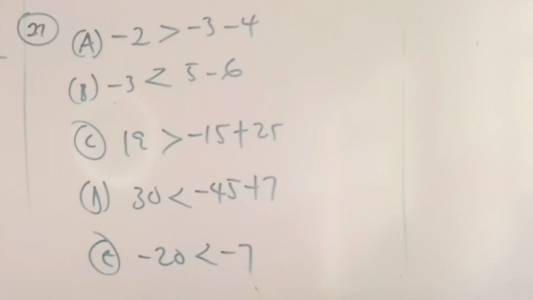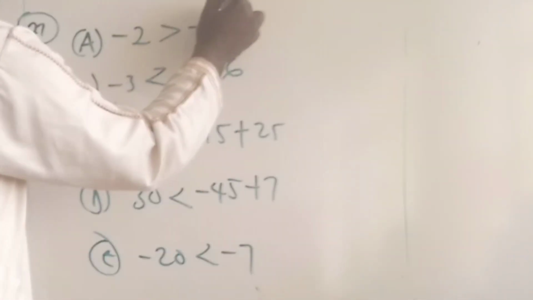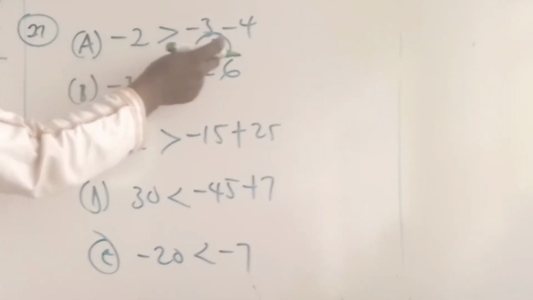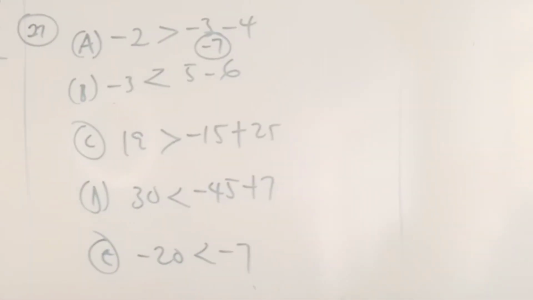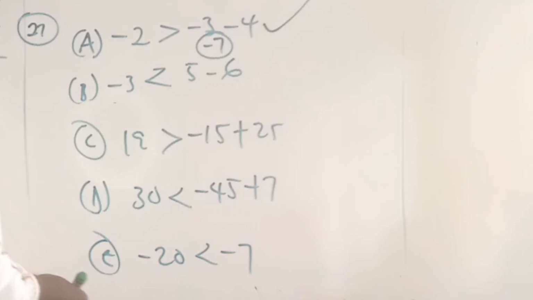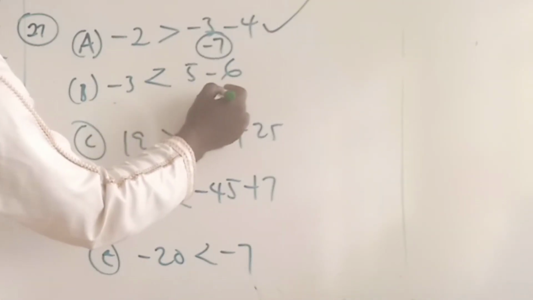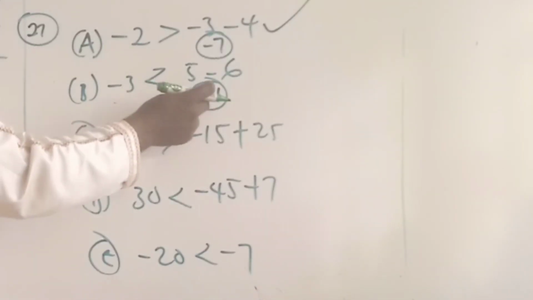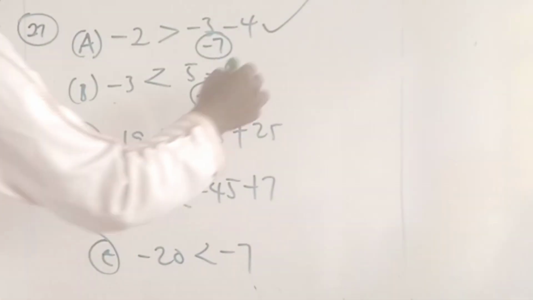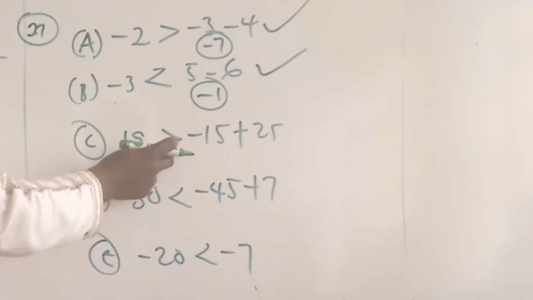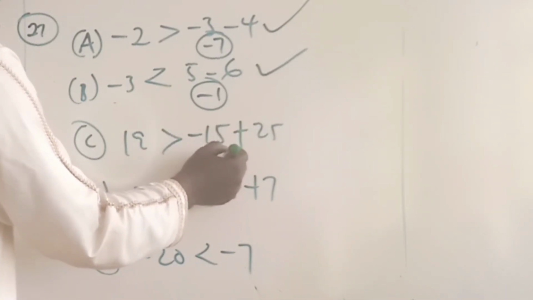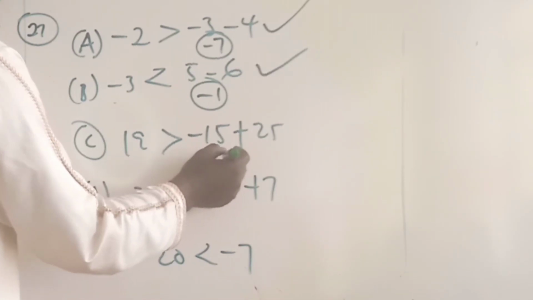So let's pick from the first one. This one will give us minus 7, right? So minus 2 greater than minus 7, is that correct? Yes, this is correct. Minus 3, this gives us minus 1, right? So minus 3 less than minus 1, is that correct? That's good. Then 19 greater than minus 15 plus 25, that gives 10.